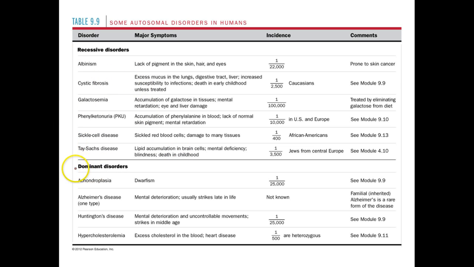Now dominant disorders, if you have that trait, you have the disease. So Huntington's, Alzheimer's, hypercholesterolemia, okay, and dwarfism.